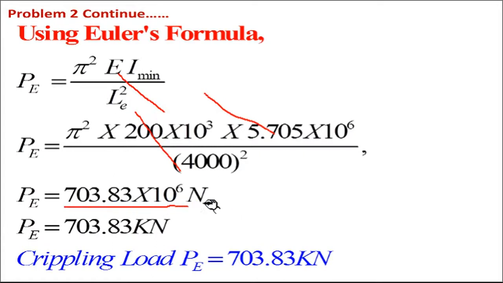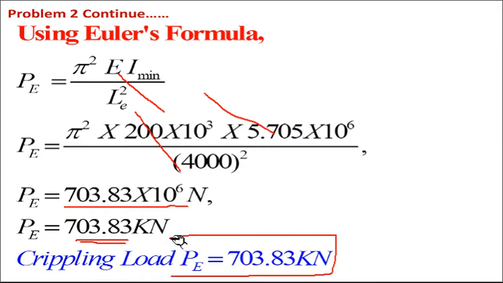First of all in Newton, and then divide by 1000, you will get in kilonewton. So that is called as Euler's load, crippling load, or crushing load, or failure load. So that load is nothing but 703.83 kilonewton. So this is about the second problem.